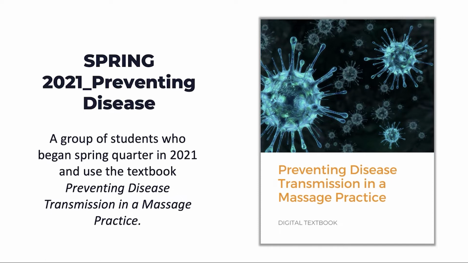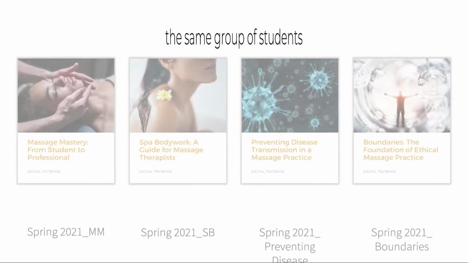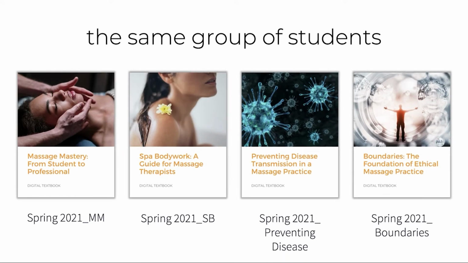Maybe this same group of students also uses the textbook Preventing Disease Transmission in a Massage Practice. Technically, our system views this as a different student cohort because they're using a different book. This cohort might be named Spring 2021_Preventing Disease. So for the same group of students, you might have multiple cohorts if they use multiple textbooks.